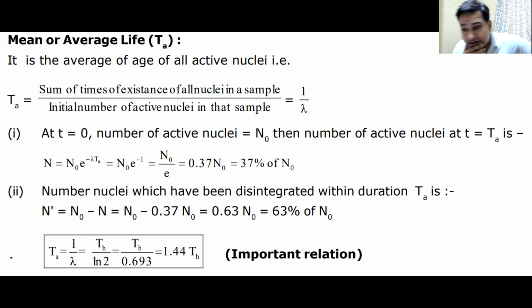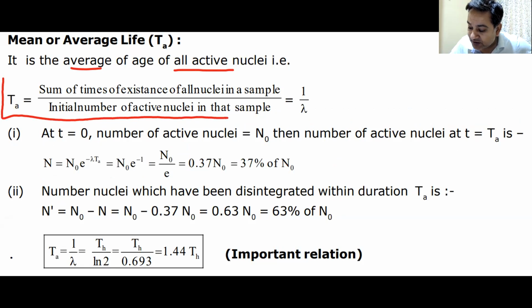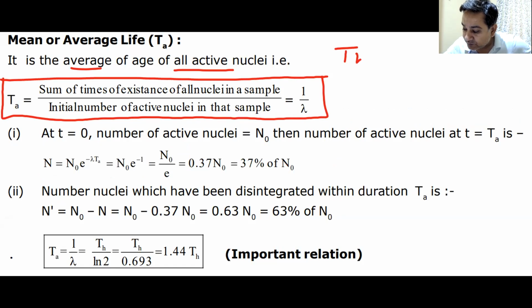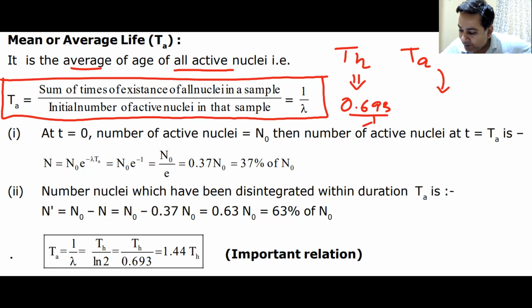Anyways, one is half-life. The other one is mean or average life. This mean or average life is the average life of all active nuclei, how much they have lived. And this is the formula. There's nothing that you can understand in this formula. You just have to remember: T half is TH, T average or T mean is TA. TH is 0.693 by lambda. We remember this, yes or no? Yes, sir. But T average is 1 divided by lambda. It's the inverse of lambda. Do we understand this?